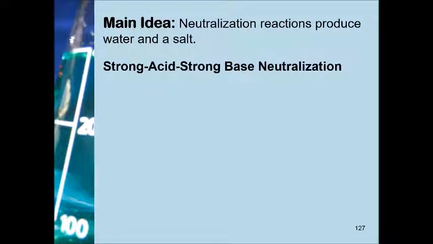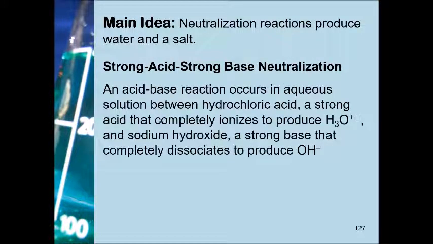So what forms as far as the salt is concerned kind of depends on how strong the acids and bases are. So we're going to start with a combo of a strong acid reacting with a strong base. An acid-base reaction that occurs in an aqueous solution between, let's say, hydrochloric acid, which is a strong acid, and we know since it's strong it will completely ionize to produce the hydronium ion. And then we have the sodium hydroxide, which is an ionic compound, and since it's ionic, we don't say it ionizes, we say it dissociates to produce the OH negative, or the hydroxide ion.